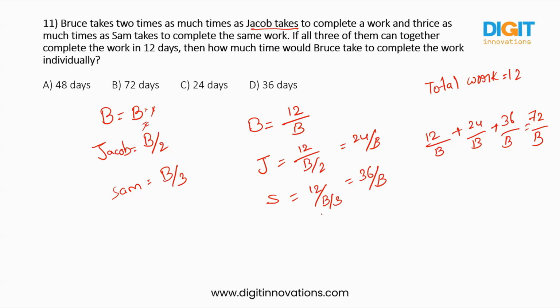In that, the total work, by using this 72B, is going to complete this total work, which is equal to 12. So it would be 864B equal to 12. I'll take this value to this side and this value to this side, which is 72. So the answer is 72 days.